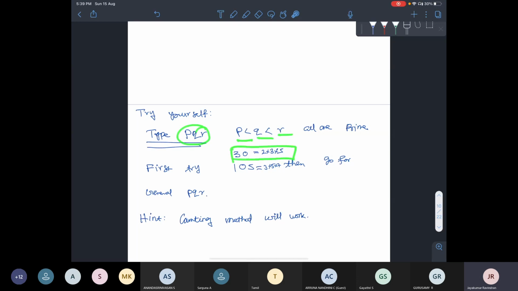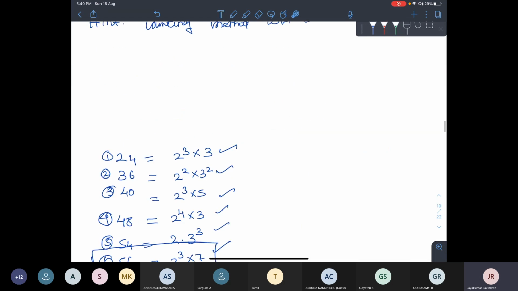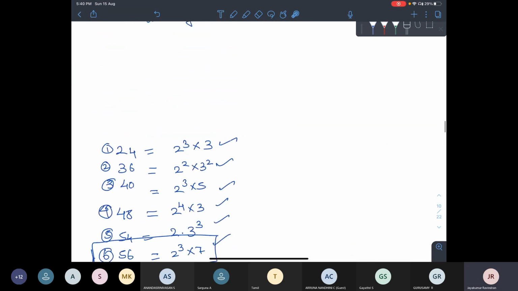You try for 30 if you don't understand. Try slowly the method, counting method. Try for 30. I have tried for 105. You try for 30. Then go for the highest. P less than Q less than R. Go for the highest. Okay, so we have understood. This says that any PQR type also is not simple.